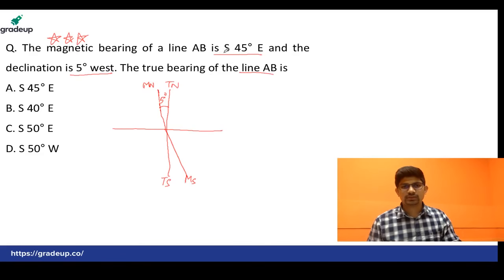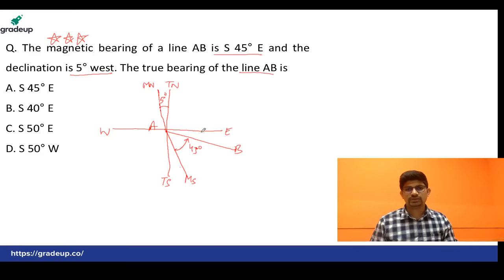Now the bearing is south 45 degree east, that is the magnetic bearing. So from here you have to construct a line at an angle of 45 degrees. Okay, so this will be east west. This is the line AB, that is for south 45 degree east magnetic bearing. Now you have to find the true bearing of this line.